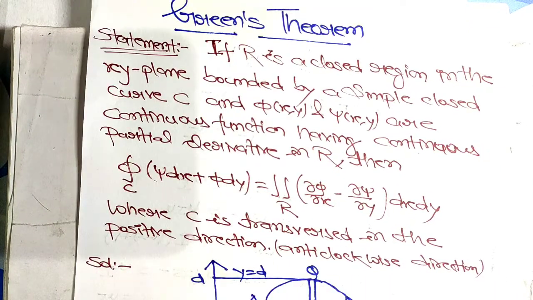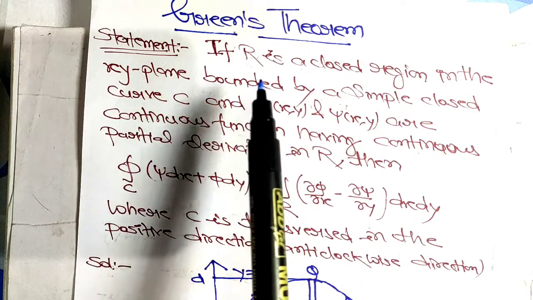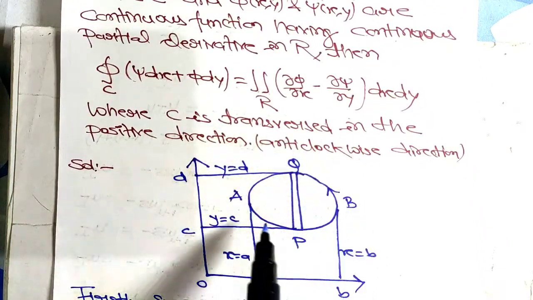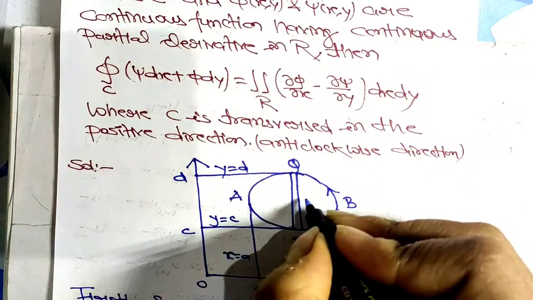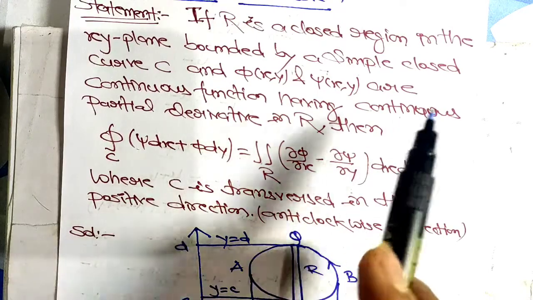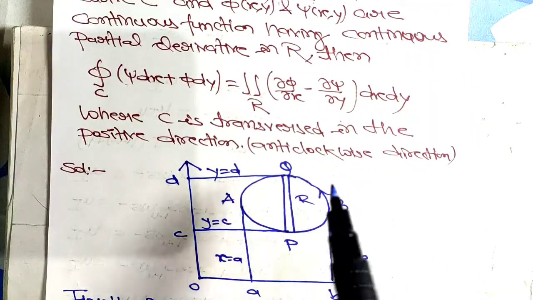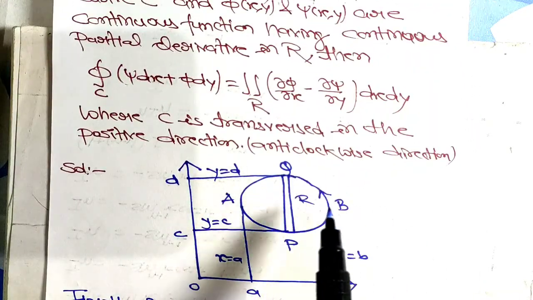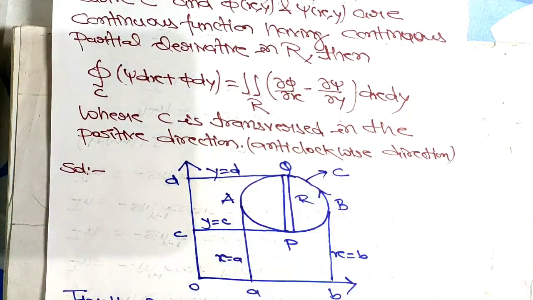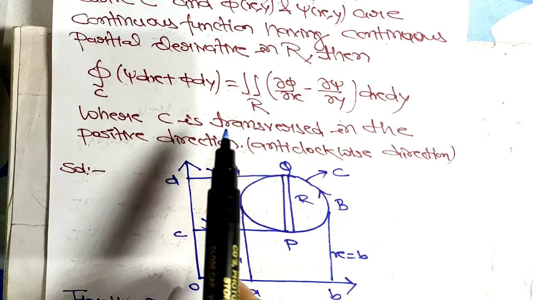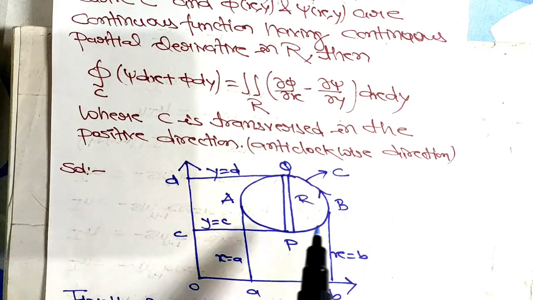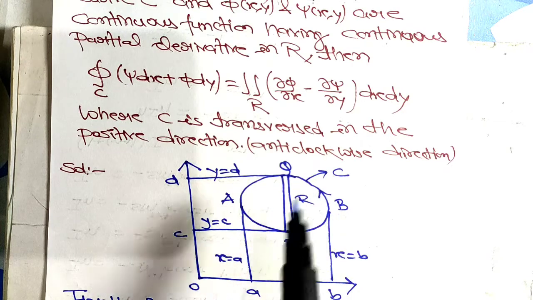The statement is saying that we are going to take any closed region R. Suppose this is the region R, closed one, bounded by a simple closed curve C, and this closed region R is enclosed by the simple closed curve C. So the name of this curve is capital C, and this capital C is in the anti-clockwise direction, which is the positive direction. So we mention the sign here, anti-clockwise direction.